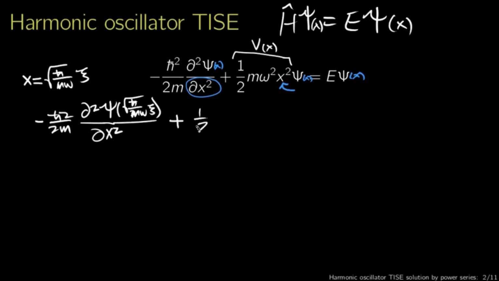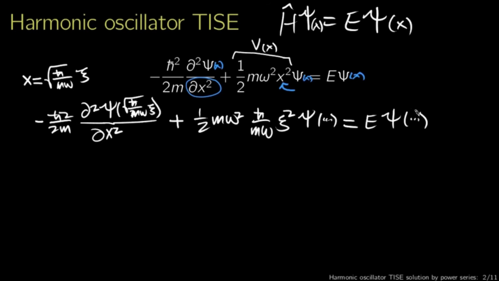plus 1/2 m omega squared. Now, substituting in for x, this is relatively easy. We're going to get this squared, root h bar over m omega xi squared, times psi, and the argument of psi is again going to be this root h bar over m omega xi, equals E times psi, where again the argument of psi is this function of xi. You can see there's going to be some cancellation here. I can get rid of some m's and some omegas, but I'll leave that until later.